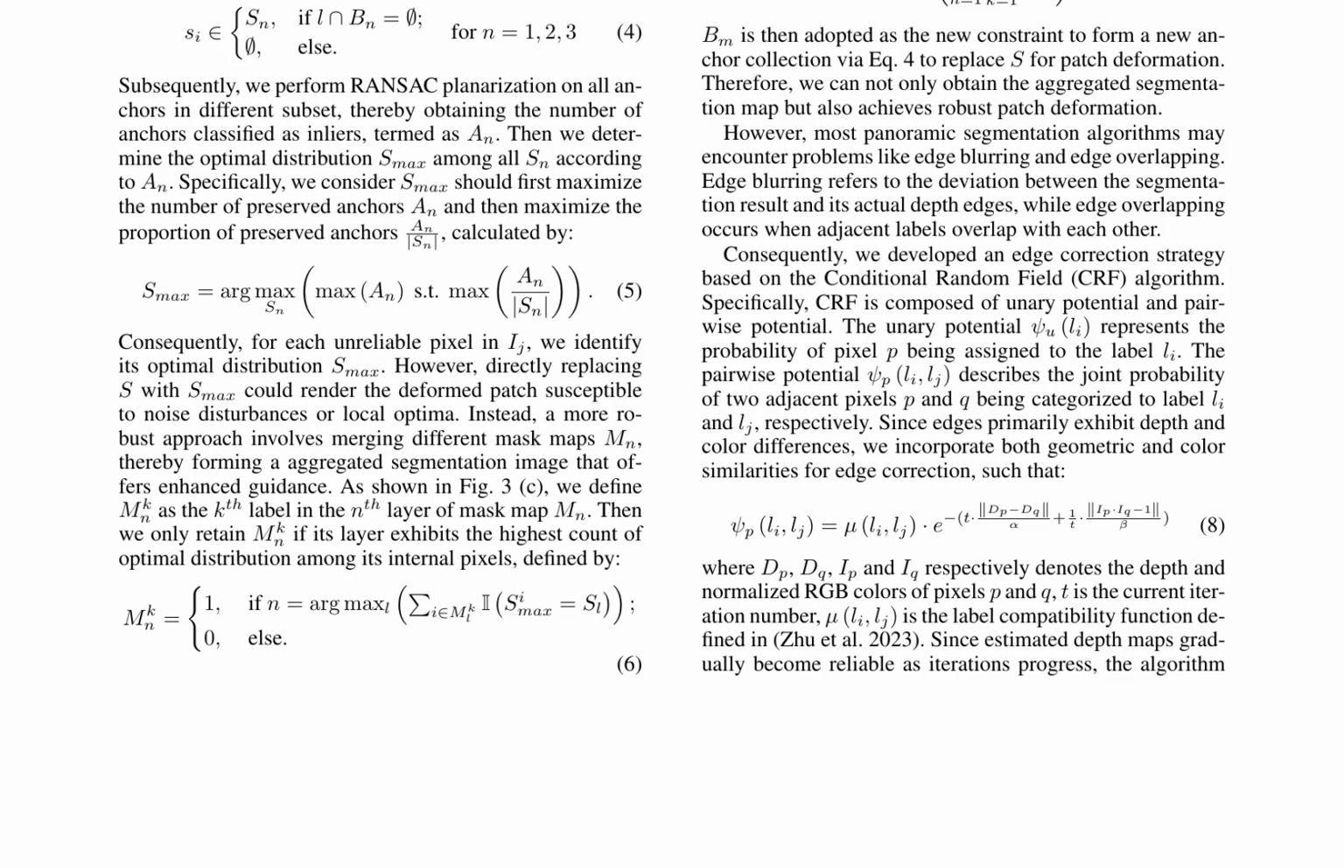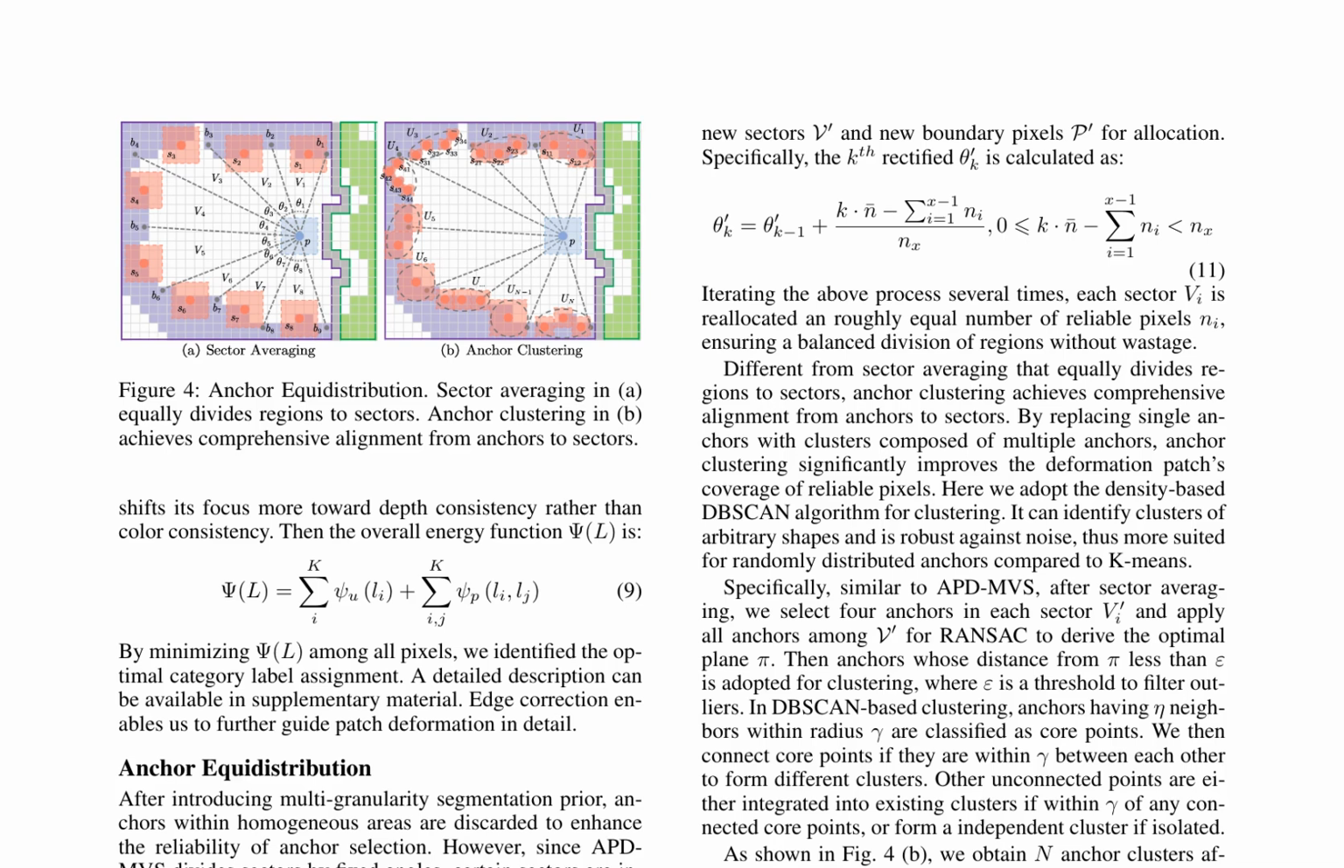intersection with boundary maps. This paper presents a novel approach to multi-view stereo (MVS) depth estimation, focusing on improving the accuracy and efficiency of the patch matching process. The proposed method, MSP-MVS, introduces 2 key innovations: anchor equidistribution and iterative local search optimization. Anchor equidistribution ensures a balanced division of regions without wastage by selecting multiple anchors per sector, avoiding memory inefficiency and enhancing the reliability of anchor selection.